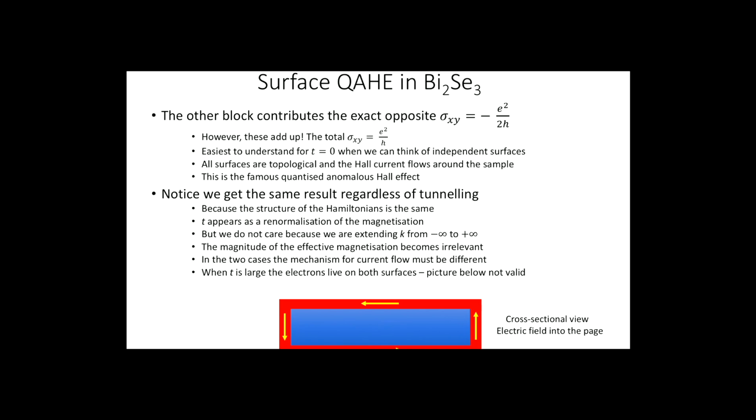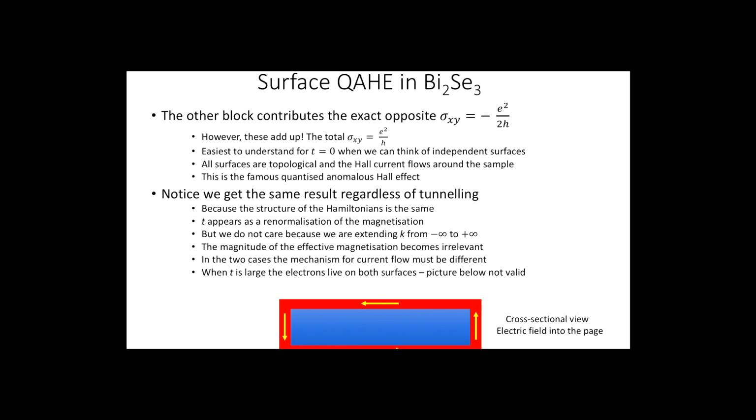So obviously this is easy to understand if the tunneling is 0, and we can simply think of the surfaces as being independent, right? And this e squared over h is the famous quantized anomalous Hall effect. So you will get it for a slab, right? You will also get it if there is tunneling between the top and the bottom surfaces, because the structure of the Hamiltonians is exactly the same.